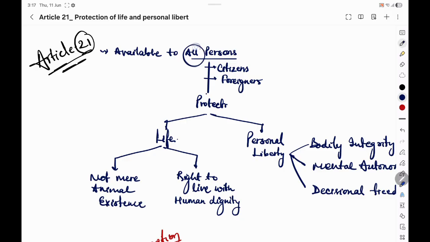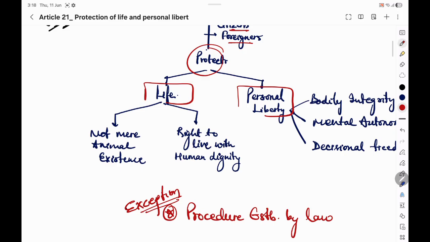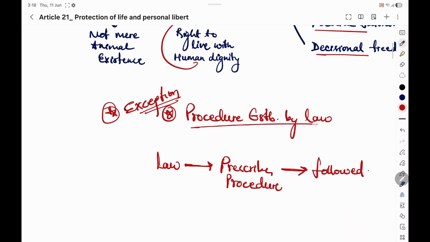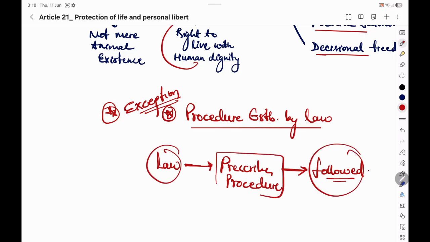Okay, so Article 21 is available to all persons, that is to citizens as well as to foreigners, that is non-citizens. And it is basically to protect what? The right to life and the personal liberty. The right to life means the right to live with human dignity, and personal liberty means bodily integrity, mental autonomy, decisional freedom. Okay, but there is one exception. The exception is the procedure established by the law. That is, if there is a law that prescribes a procedure, then if the procedure is followed, the rights given under Article 21 can be taken away.